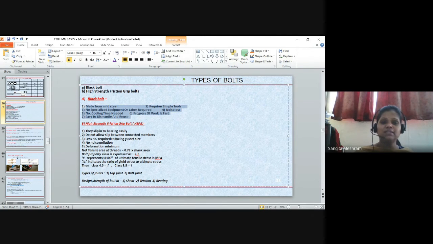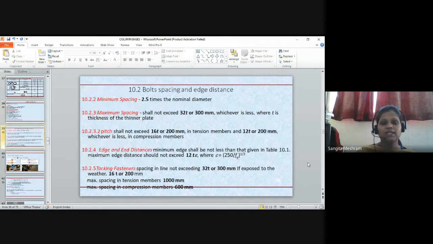Then the high strength friction grip bolt: the name itself says it has high capacity, high strength. It does not allow slip between connected members, fewer bolts are required, reducing the gusset size, there is no noise pollution, and deformation is minimum. Since it gives high strength, deformation is minimum if we use this type of bolt. Then we already saw the lap joint, butt joint, and the failure in case of bolts.